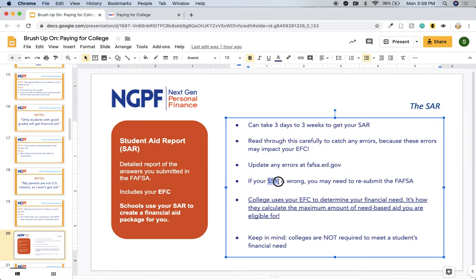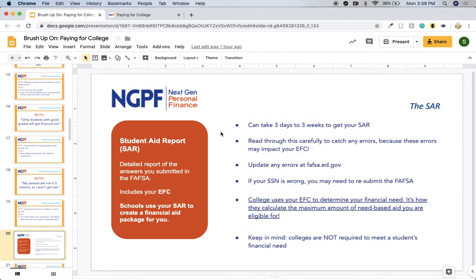However, if your social security number is wrong for any reason, you might need to actually resubmit the FAFSA entirely. So that's another really good reason why you should submit the FAFSA as early as possible, because the longer you wait, if you have errors, it's just going to postpone the kind of aid that you might be eligible to receive.